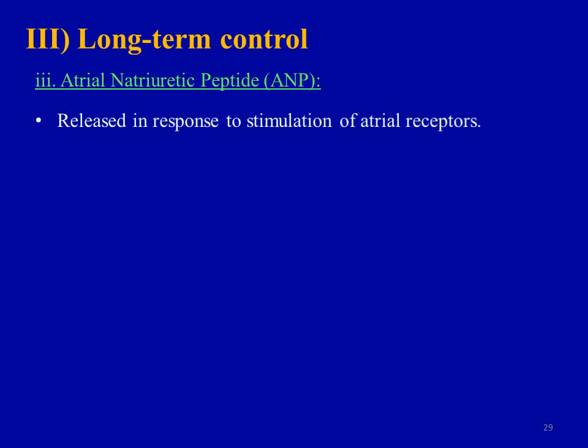The third hormone that is involved in the long-term control of mean arterial pressure is the hormone atrial natriuretic peptide, the hormone ANP. It is released in response to stimulation or distension of the atrial receptors. So the atrial wall is the source of this hormone. When the atria are stimulated by distension or overstretched due to increased venous return, this hormone is released into the blood.